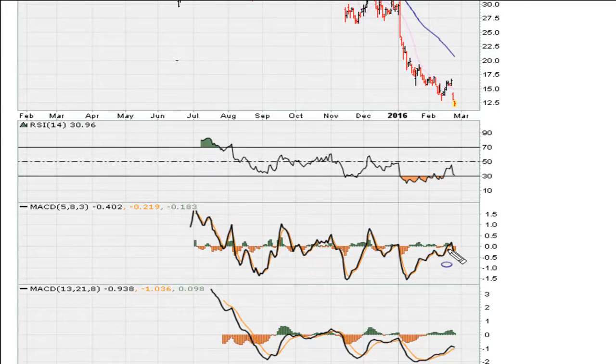For example, take a look at the most recent move here. It tried to move its MACD above zero and was rejected for the highs here, let's call it in the $16 area. And you can also see here rejection in late December 2015 for the highs there in the MACD and the highs there in price, let's call it about the $28 level. The MACD was also coming close to zero and was rejected.